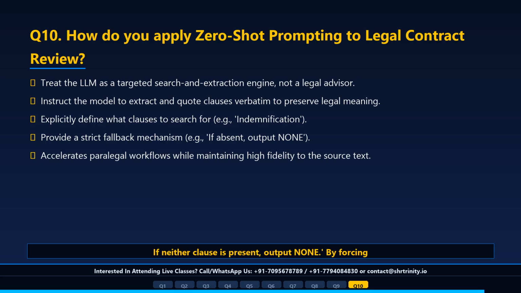If neither clause is present, output none. By forcing the model to extract verbatim quotes rather than summarizing, you eliminate the risk of the model altering the legal meaning of the text. This zero-shot extraction technique processes 50-page contracts in seconds, drastically accelerating paralegal workflows.